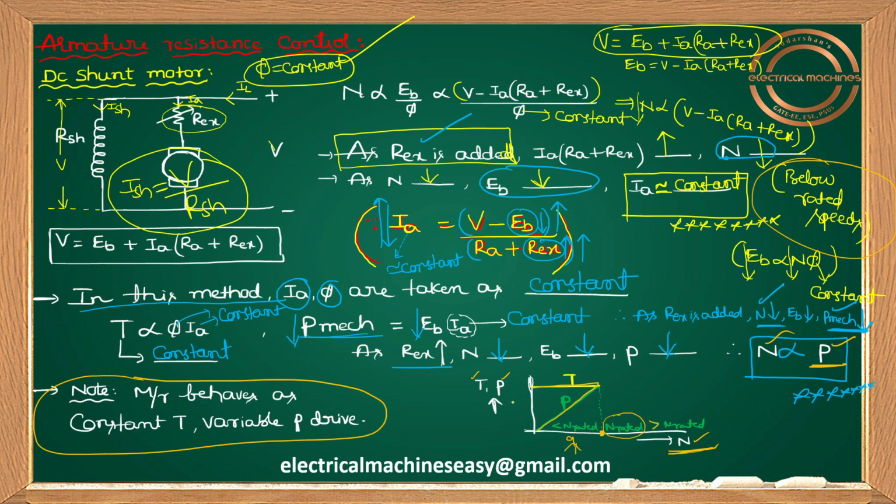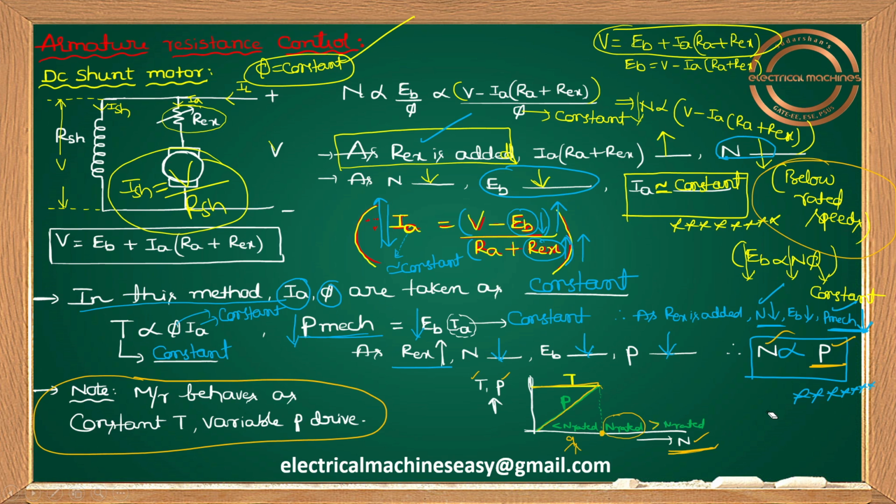Please try to recollect these two points in the case of the field or flux control method. In the field or flux control method, the motor behaves as a constant power, variable torque drive. In the graph, we are getting above rated speeds, so we will be here for the field or flux control method. The motor acts as constant power, so power will be like this, and variable torque will be like this. Try to recollect and study by comparing, and if you compare and study, it will stay in your mind forever.